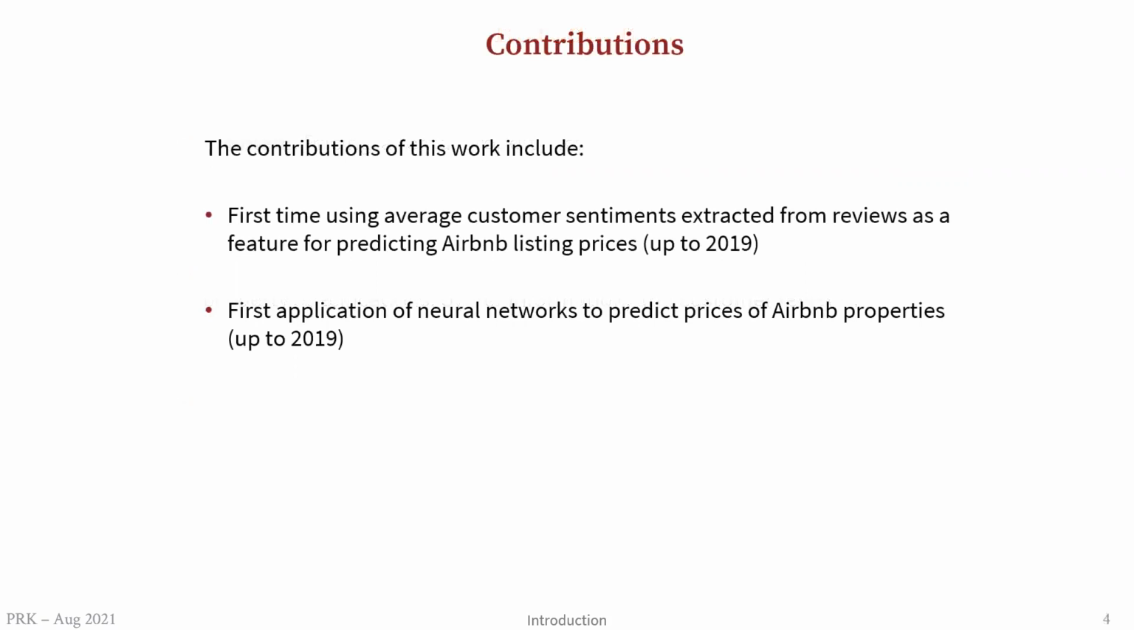As for the contributions of this paper, this was the first time that average customer sentiments were extracted from raw reviews of each listing on Airbnb, and used as a feature for creating the predictive model for the listings. Also, this was the first time that neural networks were used to predict the prices of Airbnb properties.